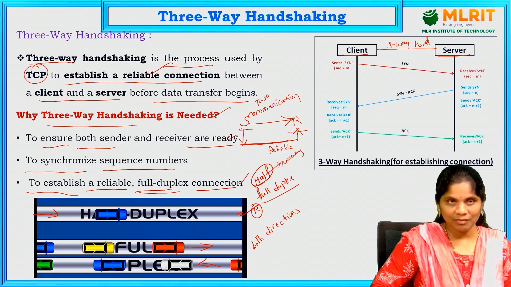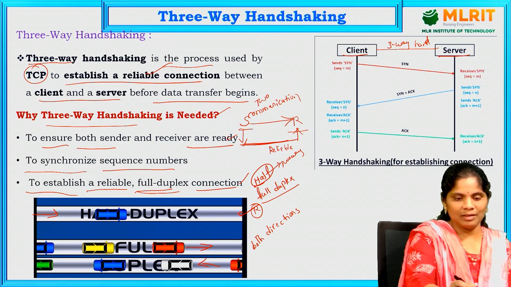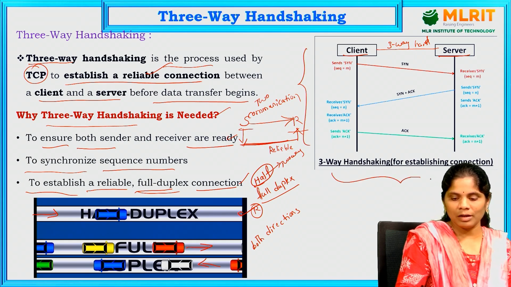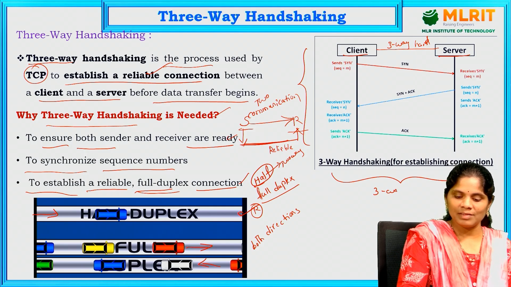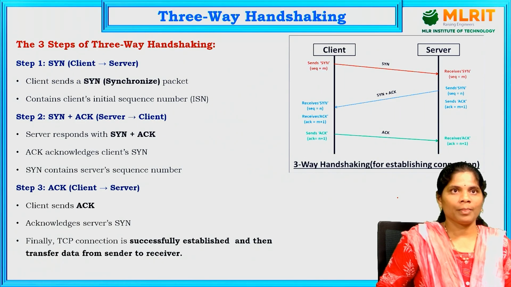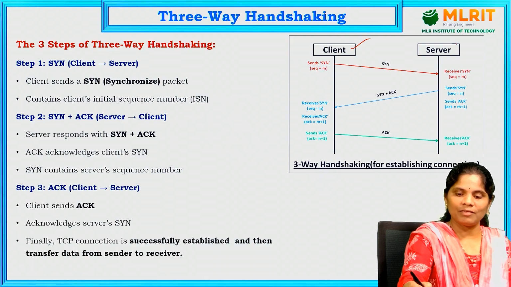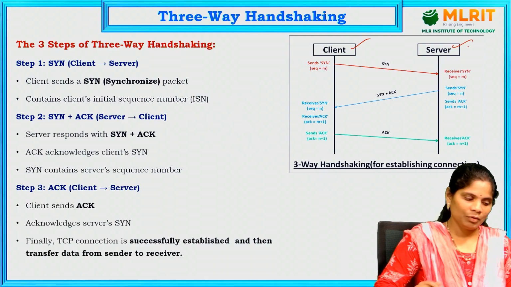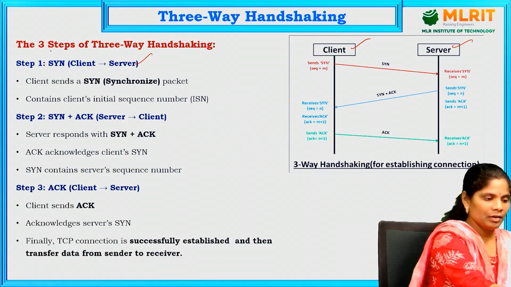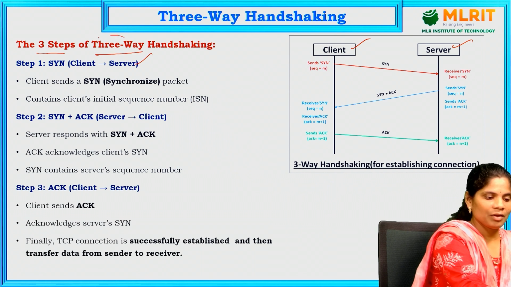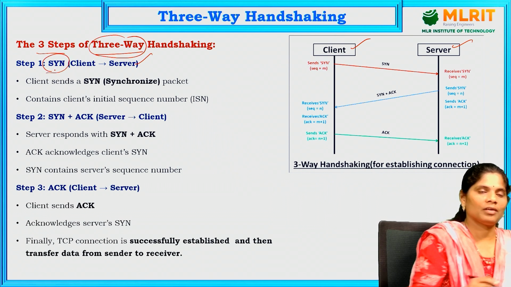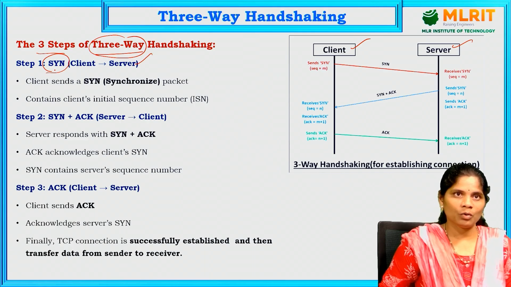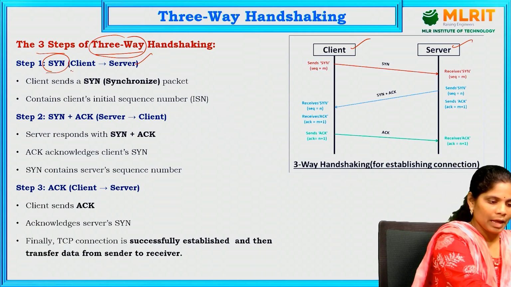This is about three-way handshaking and how it works. How the client and server are connected using the three-way handshaking method, we will see now. Here the client is there and the server is there. It has only three steps; three-way means three steps. The first step is synchronization. SYN is nothing but synchronization, sent from the client to the server.